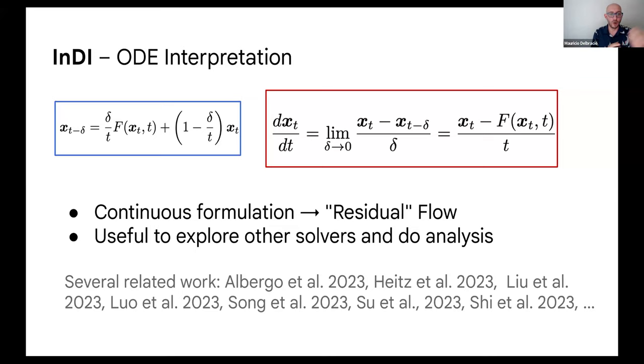And okay, so why do we care about this? Well, there are many things that we can do. One is to do more analysis. It's much easier to do analysis in the continuous world than in the discrete world, right? But also another thing is that we can derive other discretizations, other solvers, apart from the one that we started with. So we start from a discrete interpretation of our framework, we go to a continuous formulation, and then we can come back to a discrete formulation again. And this is actually related to much ongoing work that has appeared in the past months, including some of the consistency models that Song just presented, and other related work.